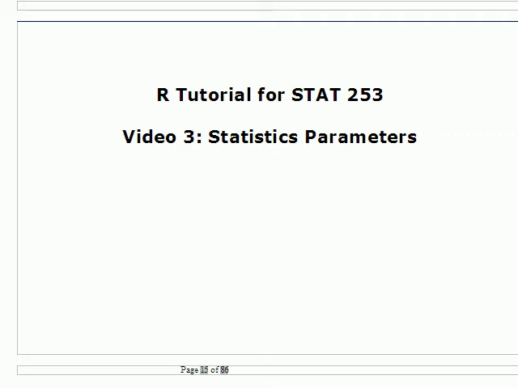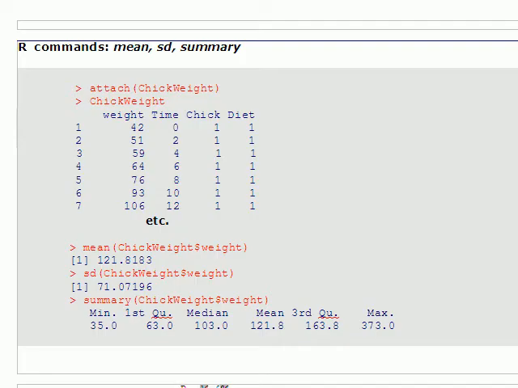In this video, I'll discuss getting the basic statistics parameters out of R. For the mean, the standard deviation, and the 5-number summary, those commands are intuitively obvious: mean, sd, summary.